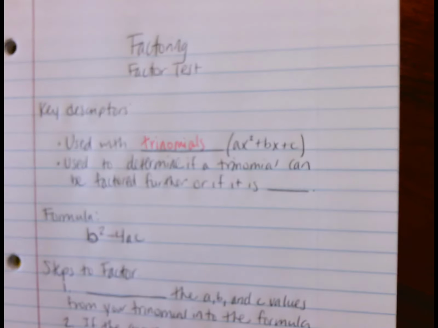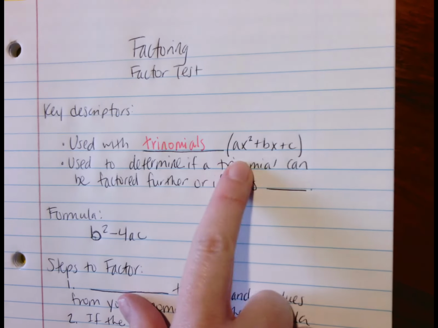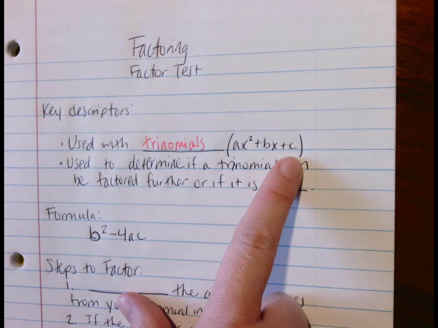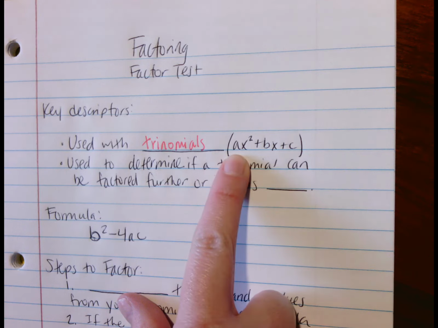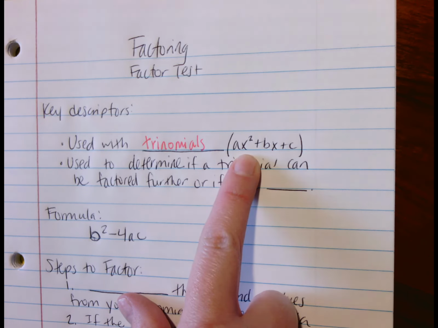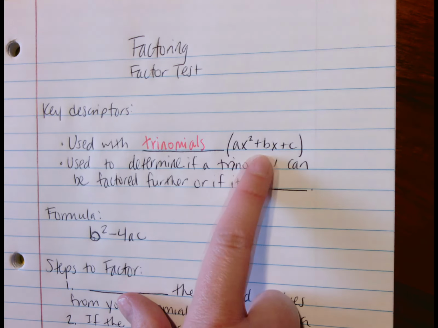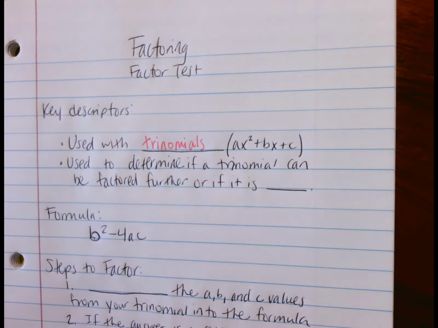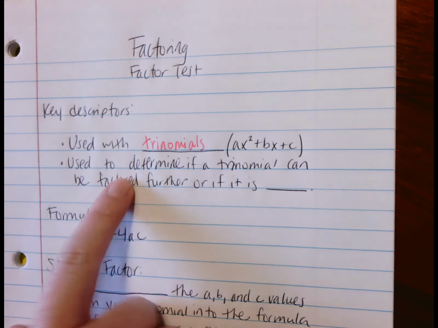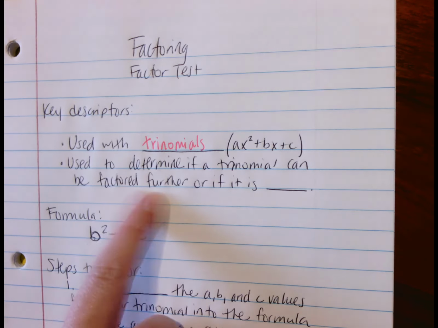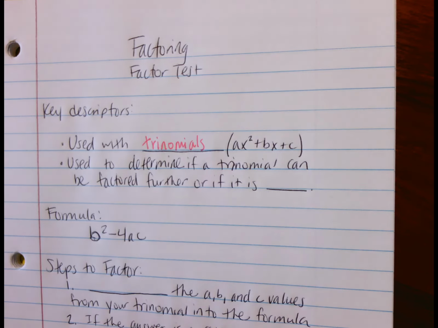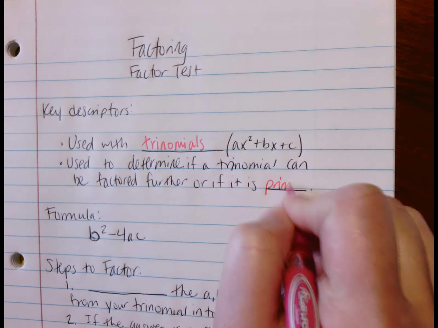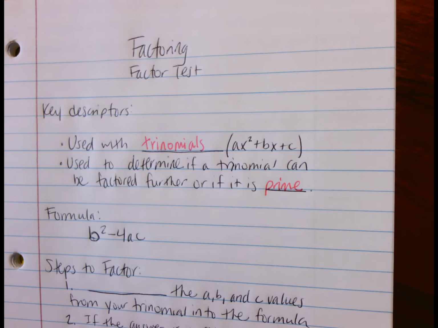Trinomials in standard form are written ax squared plus bx plus c. The a is the coefficient in front of the variable squared. The b is the coefficient in front of the x, and the c is your constant. Those three numbers are going to come into play in just a minute. We use this to determine if a trinomial can be factored further or if it is what we call prime. Prime just means that it can't be factored any further.